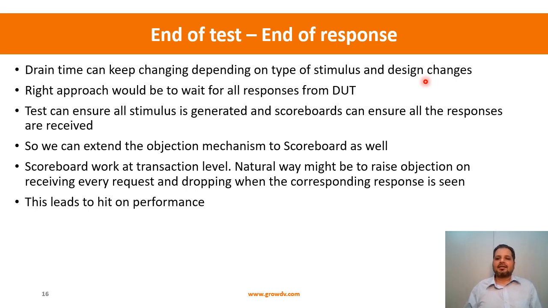These mechanisms, although they look really good, like the objection mechanism might really look good, everything costs simulation cycles, correct? So if you do that raise and drop objection at every request, every transaction level, then it takes a lot of simulation hit, and your overall test execution speed will get affected by it. So what do we have to do about it?